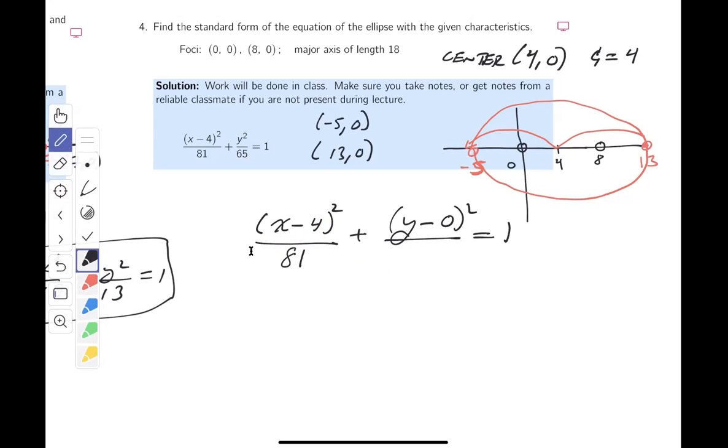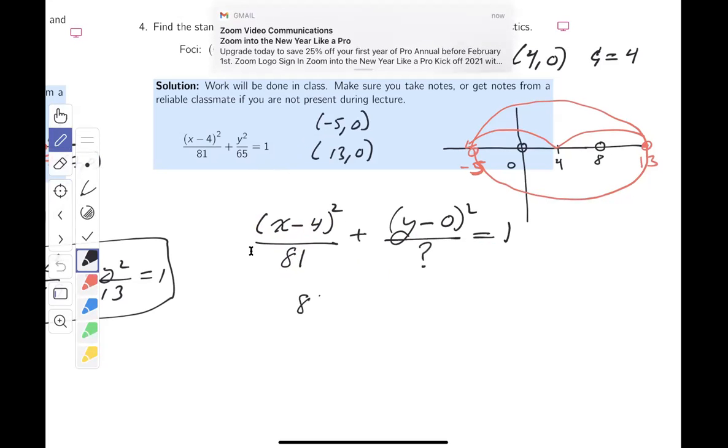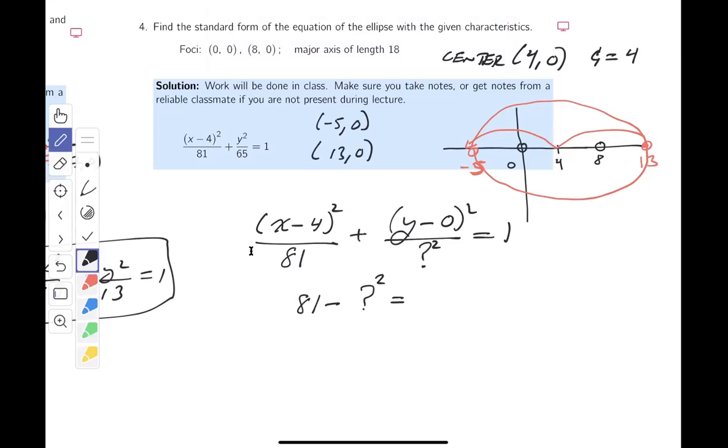Let me try the other one. Let's say I put minus 5 here. What would you get? Minus 5 minus 4, which is minus 9 squared, still 81. That certainly satisfies it. Now here comes the tough part for a lot of students, getting this guy over here. Again, the major axis is along the x. So what do you get? 81 minus this thing squared is equal to c squared. What's c? 4. What's c squared? 16. 81 minus 16 equals the question mark squared.